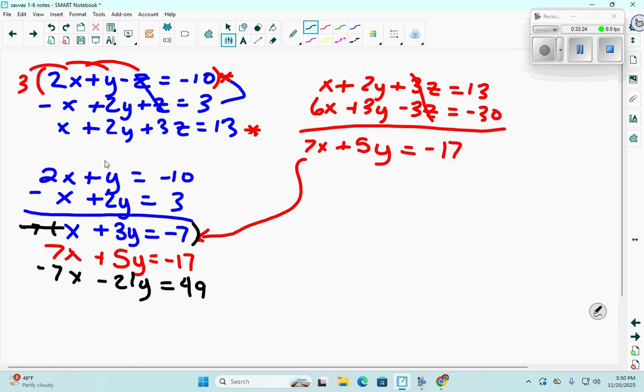Okay, so I just rewrote this guy. So now I can eliminate. I eliminated the x's, okay? Combining my y's just like they are, so I have a negative 21 and a positive 5 gives me a negative 16y.